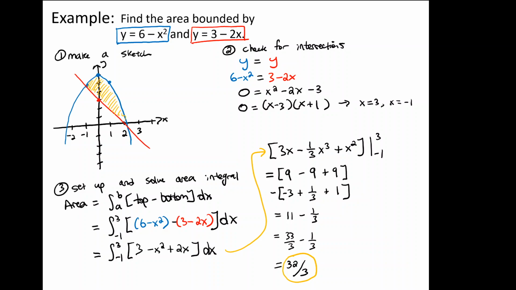Now what will never happen? If you put this together properly, you will always get a positive answer. If you ever get a negative answer when you're constructing an area integral, so when you're building it as top function minus bottom function, evaluated from a to b, and if you do it correctly, you'll always get a positive. Getting a negative out means you either constructed it incorrectly, or you integrated it incorrectly, or you evaluated it incorrectly.